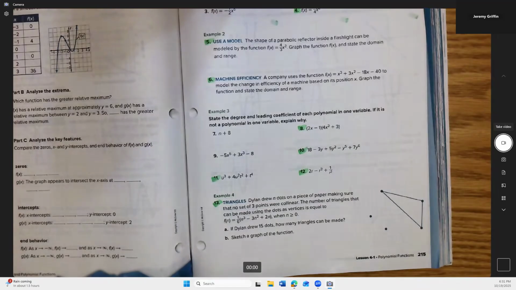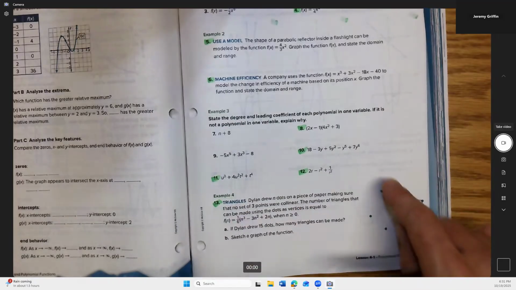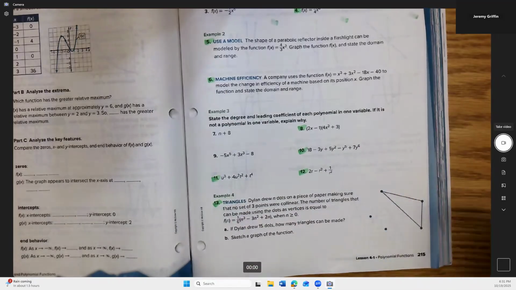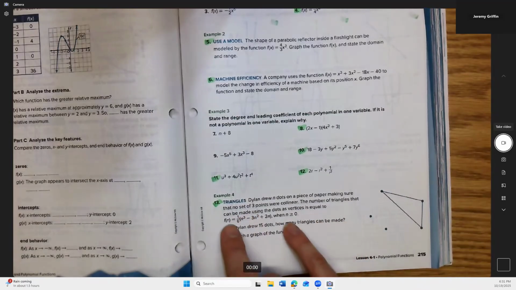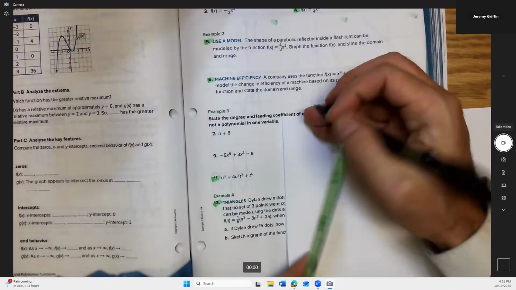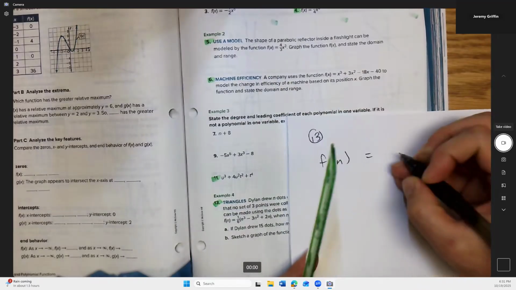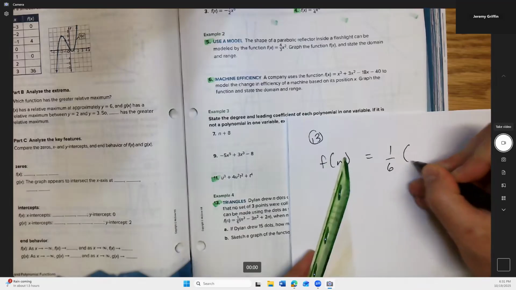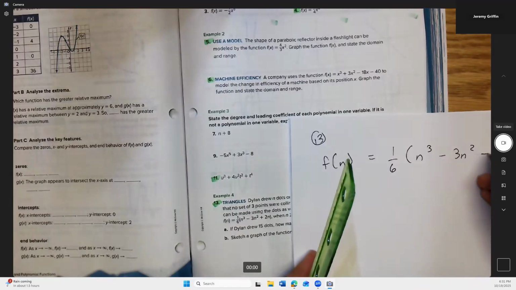We've got Dylan drew n dots on a piece of paper, making sure that no set of 3 points were collinear. Okay, so there are no 3 points that are all in a row. And if that's true, the number of triangles that can be made, that's an interesting function. So the number of triangles is a function of the number of dots. The number of triangles as a function of the number of dots is 1/6 of n to the power of 3 minus 3n squared plus 2n.